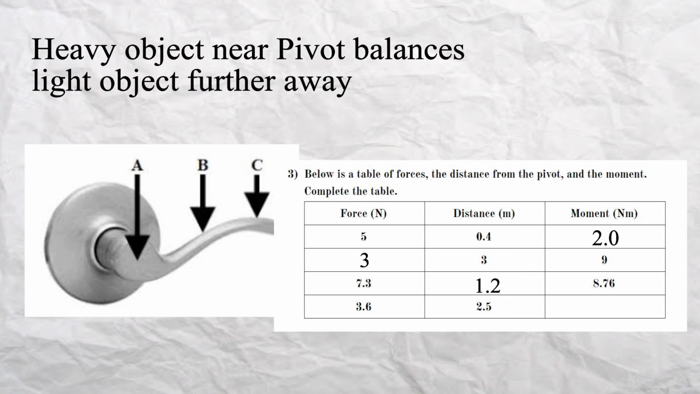Finally, in line 4, we want the moment again. So moment equals force times distance. 3.6 times 2.5 equals exactly 9 Newton meters, capital N, small m.